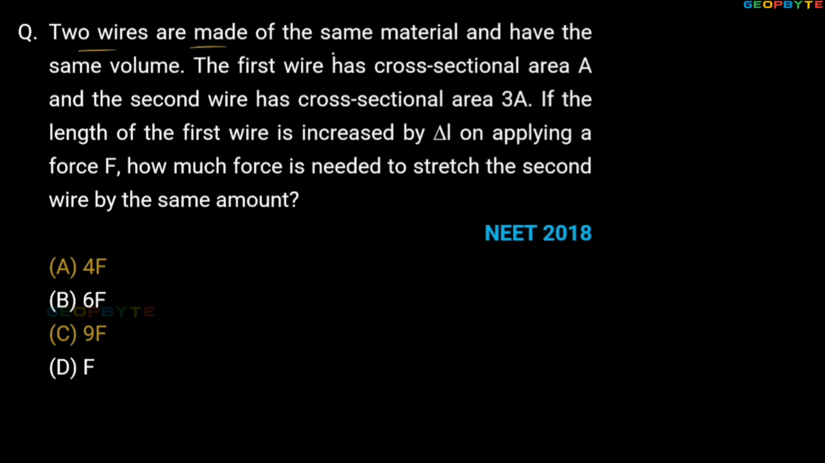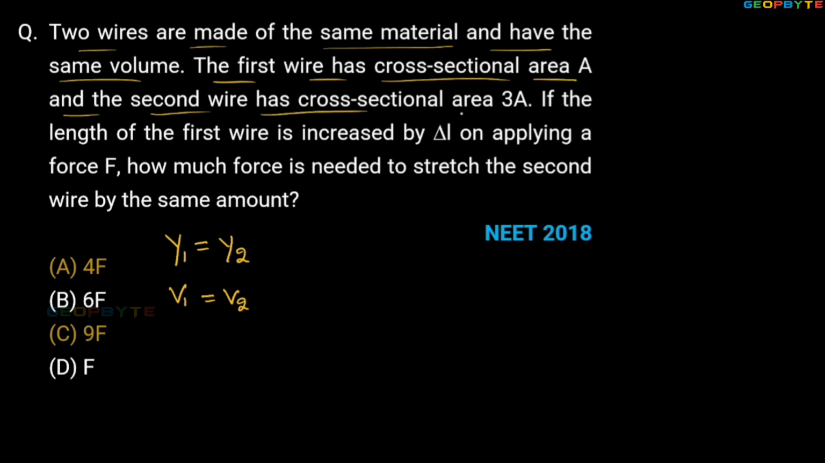Similarly, let us take another important problem, asking like this. Two wires are made of same material. Two wires made of same material means, since Young's modulus is the material property, the Young's modulus for material 1 equals Young's modulus for material 2. As long as the material remains the same, the Young's modulus remains the same because Young's modulus comes under the property of that particular material, and they have the same volume. Volume of the first one equals volume of the second.